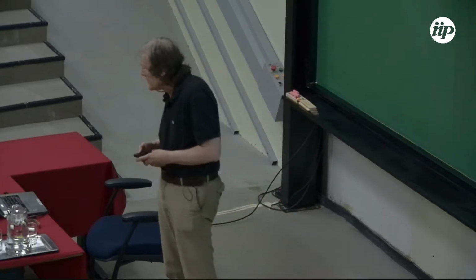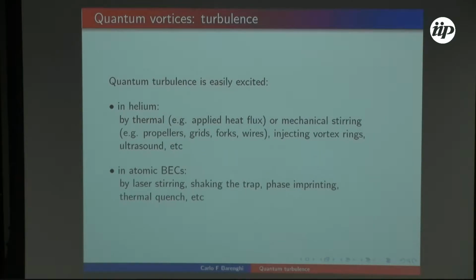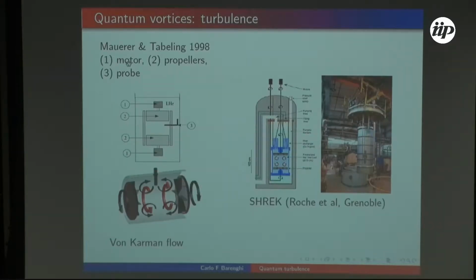You can use ultrasound. Vortex rings have been used. And atomic BECs can be turned into turbulence. Similarly, for example, you can use a laser as a stirrer rather than a propeller. Or you can simply move about your trap, which confines the atomic condensate, shake it. You can phase imprint vortices. You can also do a quick thermal quench, cool the system quickly, and you will be left with phase defects, and therefore vortices. So here is a kind of gallery of devices.